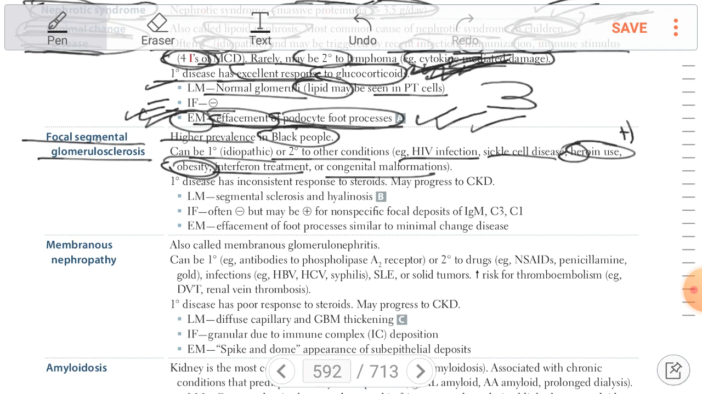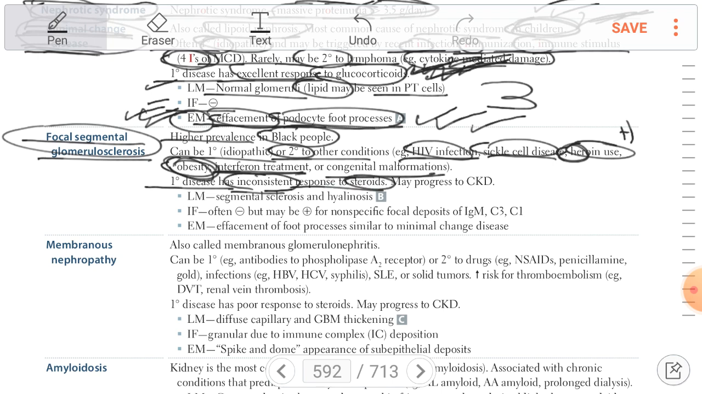So focal segmental glomerulosclerosis, it's secondary to what? To HIV infection, sickle cell disease, to H, heroin, high body mass index means obesity, interferon treatment, congenital malformation. Primary disease has inconsistent response to what? To steroids. So may respond and may not, so it can progress to what? To chronic kidney disease.